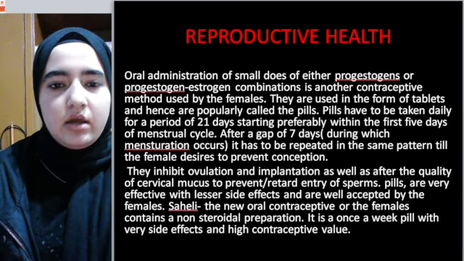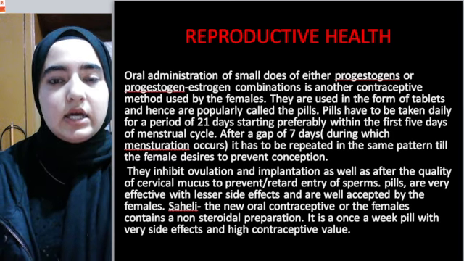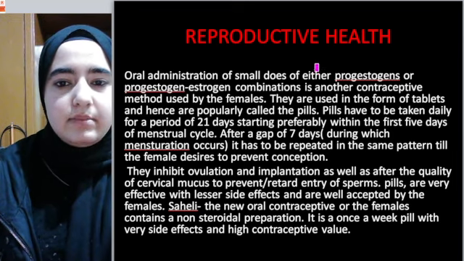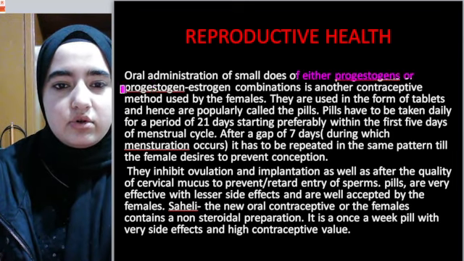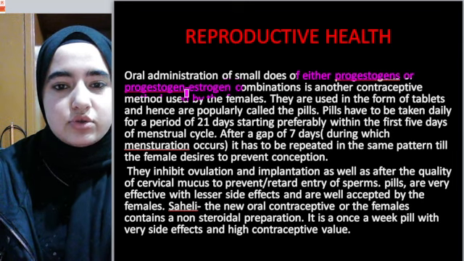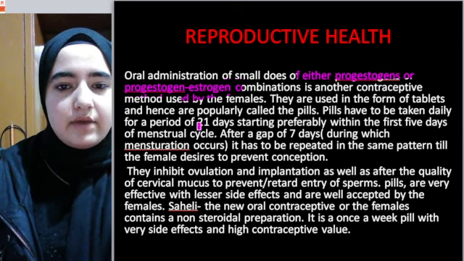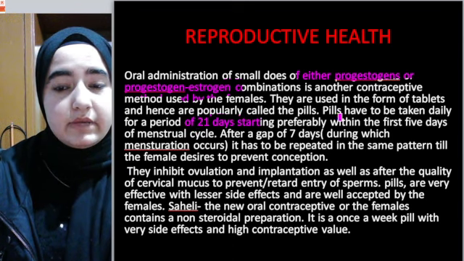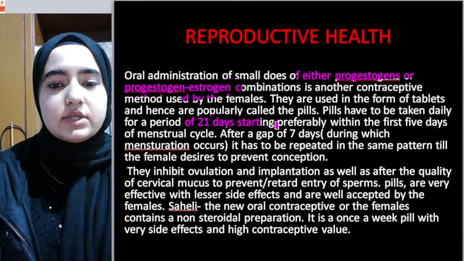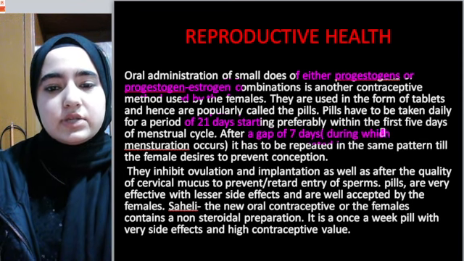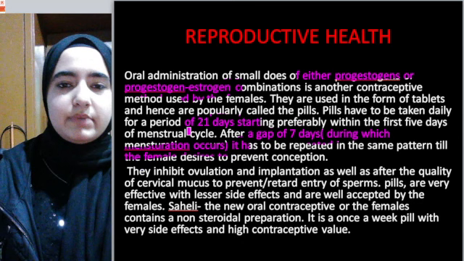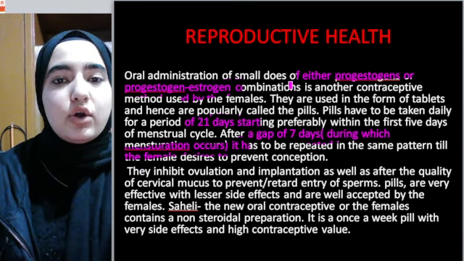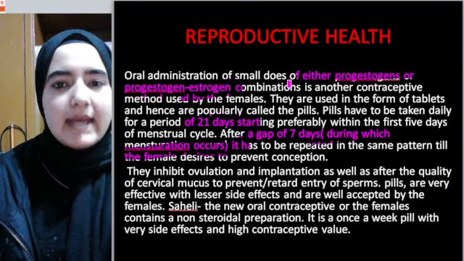What do these pills contain? Either progesterone or estrogen, or a progesterone-estrogen combination. We have to consume these pills for 21 days, starting preferably within the first 5 days of the menstrual cycle. After a gap of 7 days during which menstruation occurs, it has to be repeated in the same pattern. What these pills do is inhibit ovulation, and implantation as well.